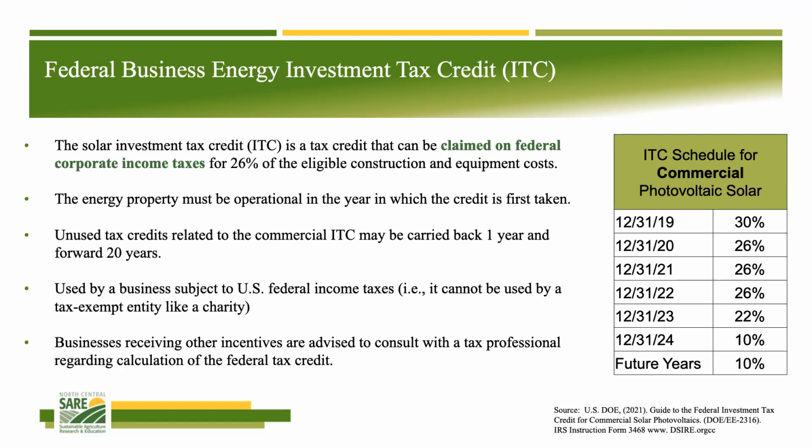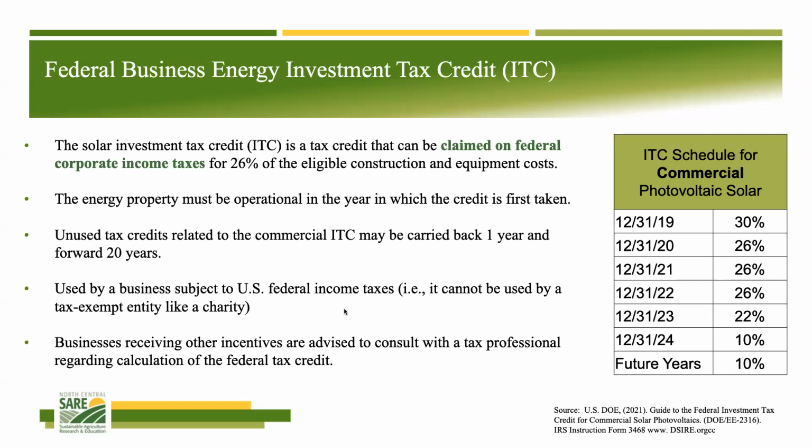A couple of other things on the ITC. The energy property must be operational in the year when the credit's first taken. Of course, that's going to become more important as you get into 2022, to make sure that it will be operational in time to claim it at 26%. And again, this is a dollar for dollar tax credit against your federal income tax liability. So if you can't use the entire 26% in 1 year, you could do a 1-year look back or carry it forward up to 20 years until you can monetize the entire 26%.